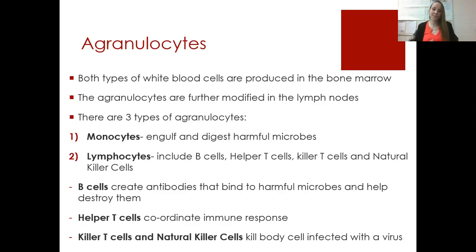And then we also have the lymphocytes, which include your B cells, your helper T cells, killer T cells, and natural killer cells. The B cells are the part of your immune system that creates antibodies. So it is a very specific response to an infection. It is what you're trying to make in your body when you get a vaccine, to create B cells to create antibodies against that disease.